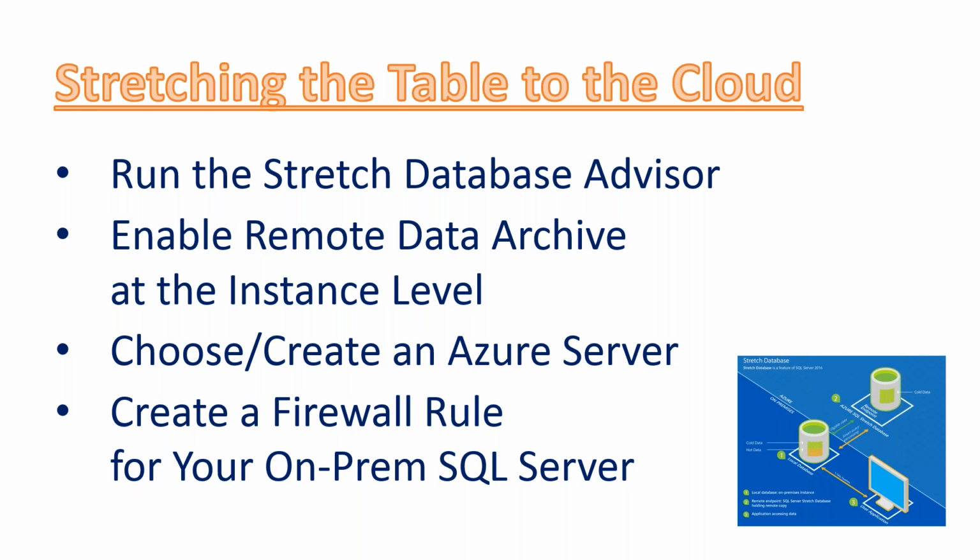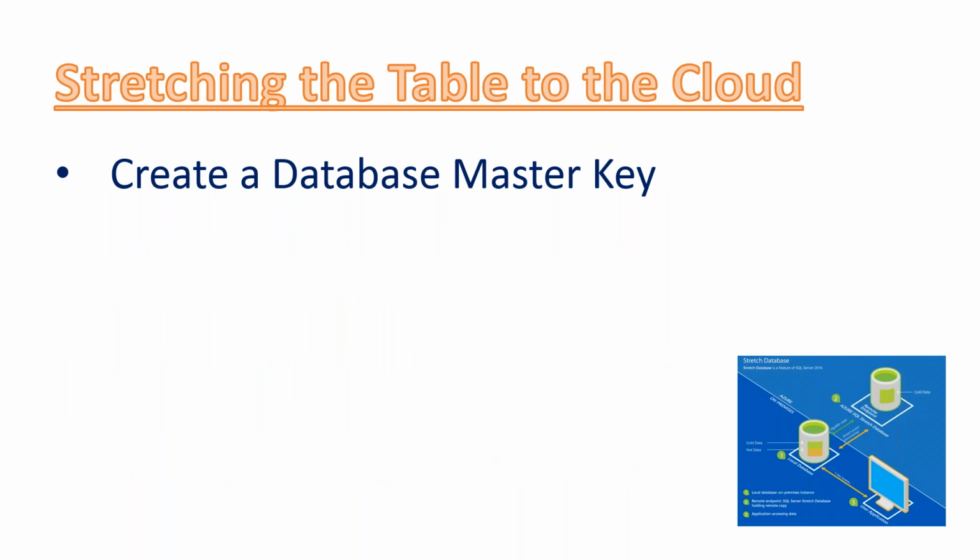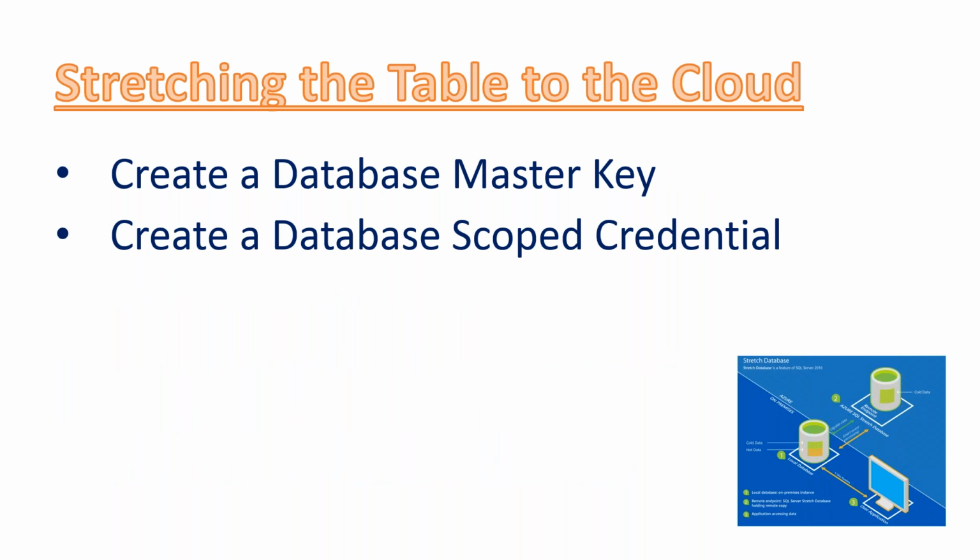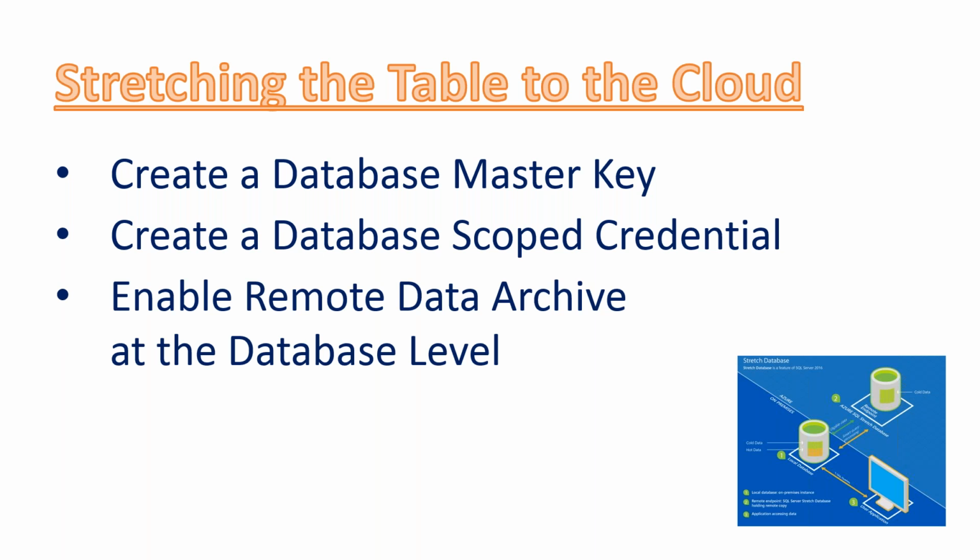So you need to configure the firewall rule in Azure to allow your on-prem server to connect and to access the Azure SQL database. The next thing you need to do is to create a database master key, in your local database, of course. And you need that in order to encrypt the credentials that it will use in order to connect to the remote Azure server. You need then to create a database scoped credential, which tells SQL Server how to connect to the remote Azure server. Again, this is going to be encrypted by the master key.